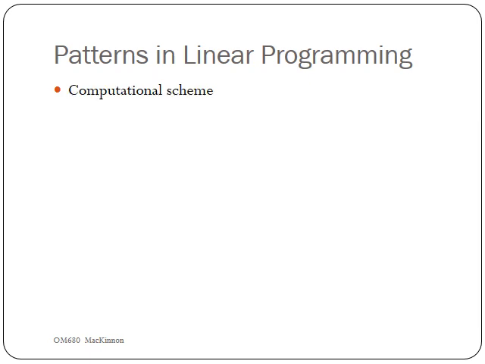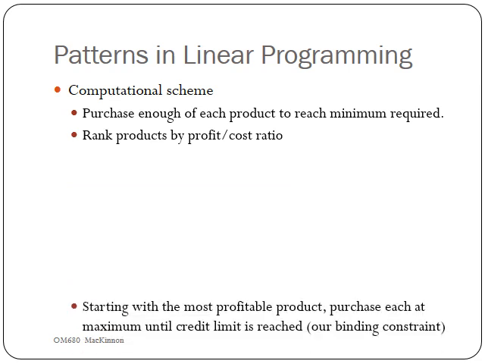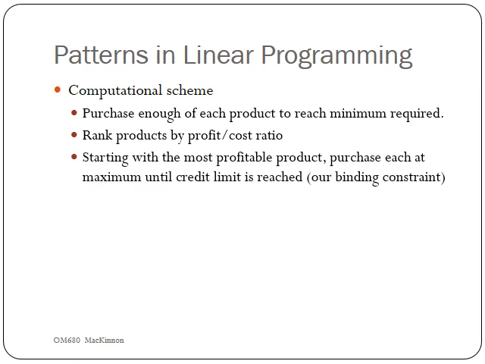So what is the computational scheme that we used for the previous problem? First, we must purchase enough of each product to reach our minimum. That's absolute, first priority. Now, we want to rank our products by profit to cost. Then, starting with the most profitable product, we purchase each at its maximum until the credit limit is reached, because that is our binding constraint. This happens when we get to lima beans. So we buy enough lima beans until our credit limit is finished.